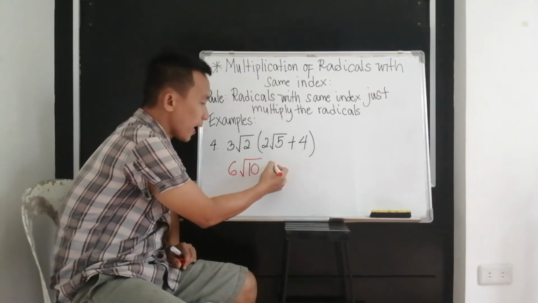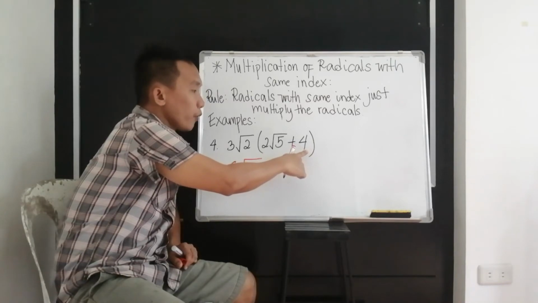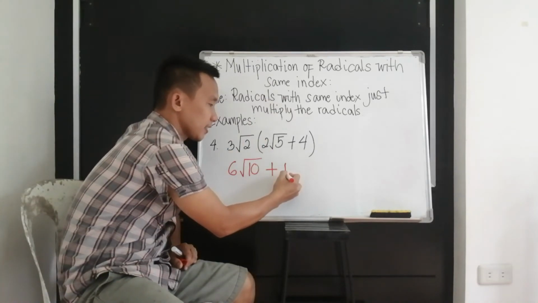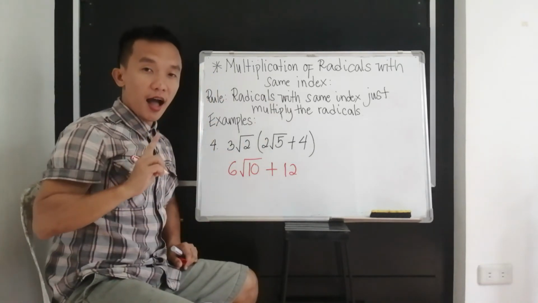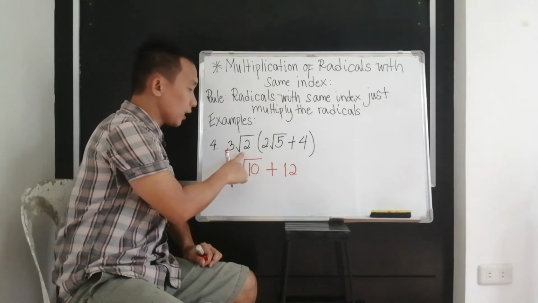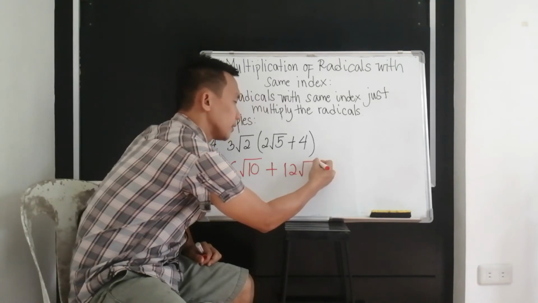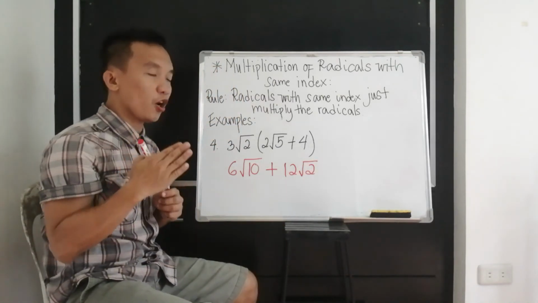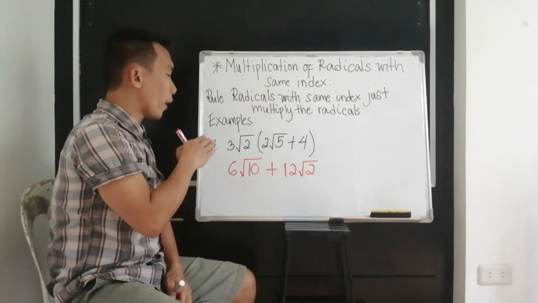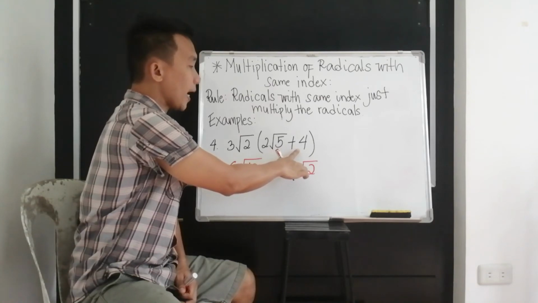Next, copy our plus symbol. And since we only have a number here, our number 4 will just be multiplied by 3. And the answer is 12. However, your 4 does not have a radical, but your 3 does contain a square root of 2. So you are just going to copy your square root of 2. So your answer now is 6 square root of 10 plus 12 square root of 2, when you multiply 3 square root of 2 by 2 square root of 5 plus 4.